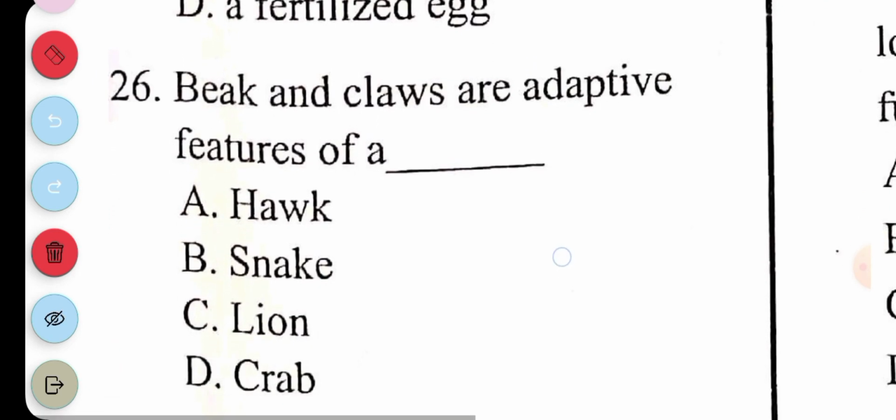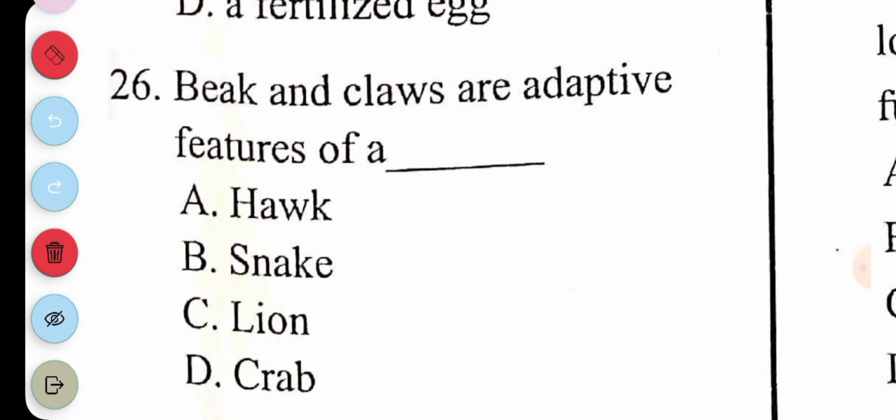Question 26. Beaks and claws are adaptive features of A, hawk, B, snake, C, lion, D, crab. And the answer to this question is A, hawk.